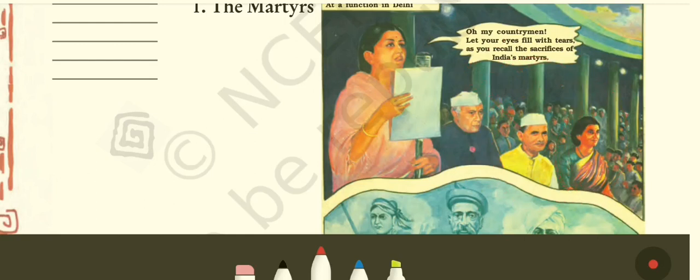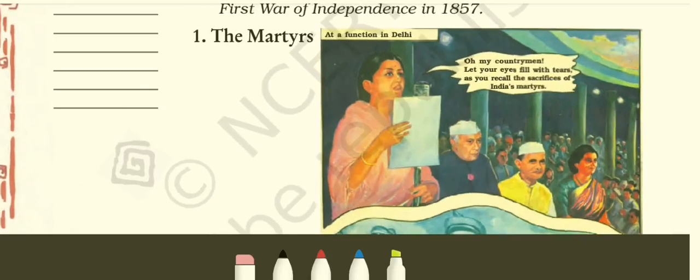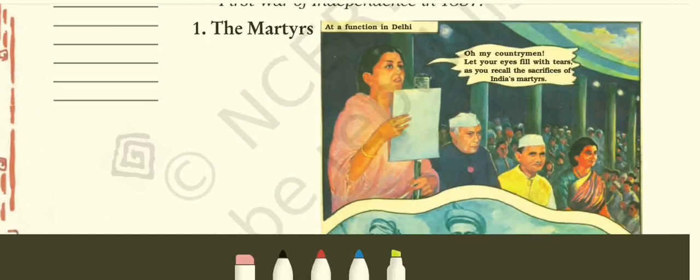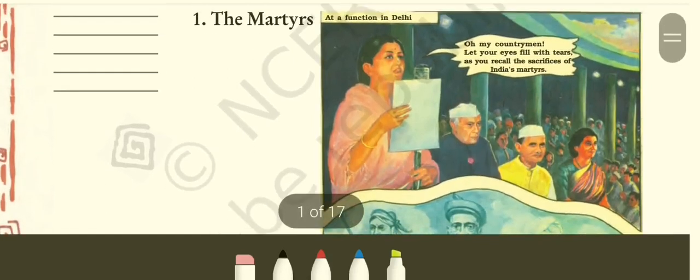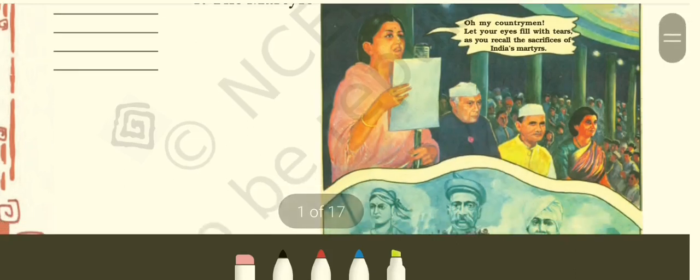So there is a function. As you can see, it's attended by a number of people, isn't it? So there is this function, and the function takes place in Delhi. So Lata Didi sings a wonderful song. She says, "Oh my countrymen, let your eyes fill with tears as you recall the sacrifices of India's martyrs." Okay.